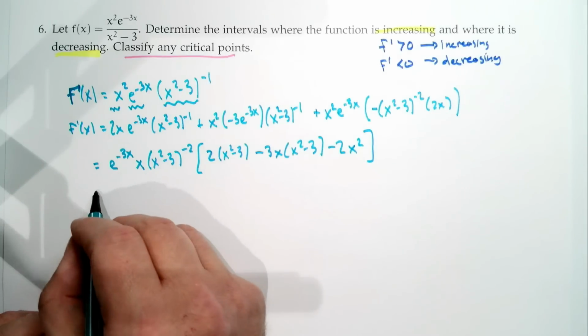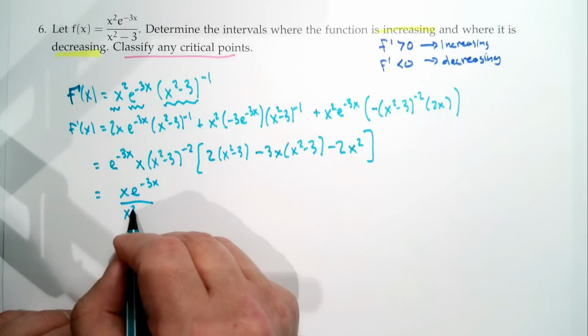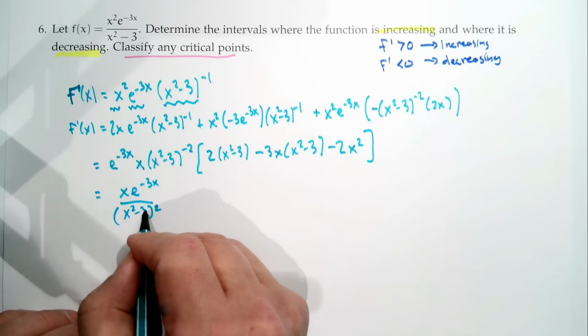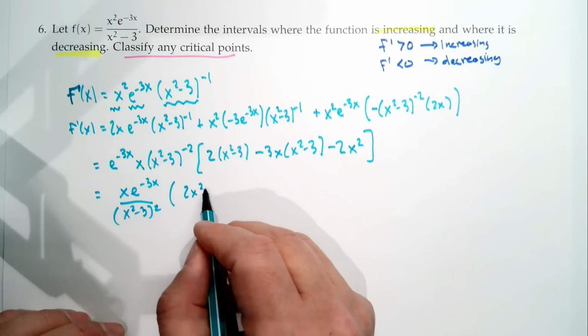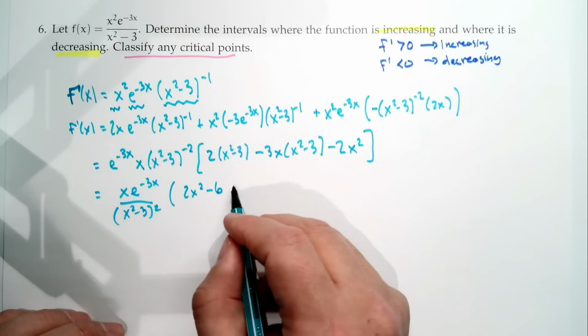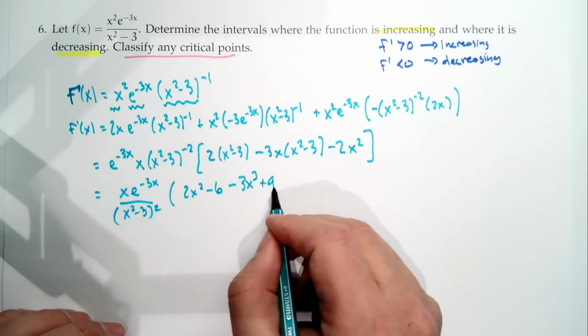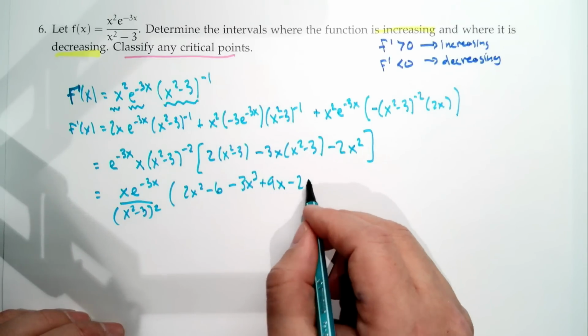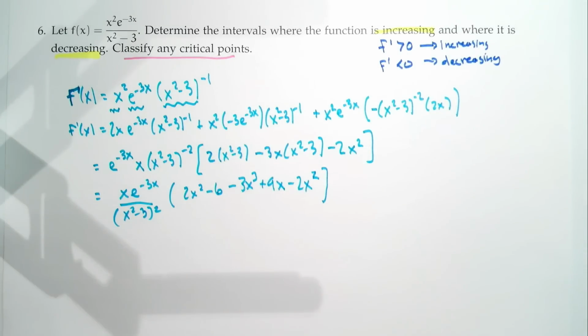So let's clean this up. That's x e to the minus 3x. All right, this says x squared minus 3 quantity squared downstairs. And if we expand this out, we get 2x squared minus 6 minus 3x cubed plus 9x minus 2x squared. And I'm hopeful that I did not make another mistake here.